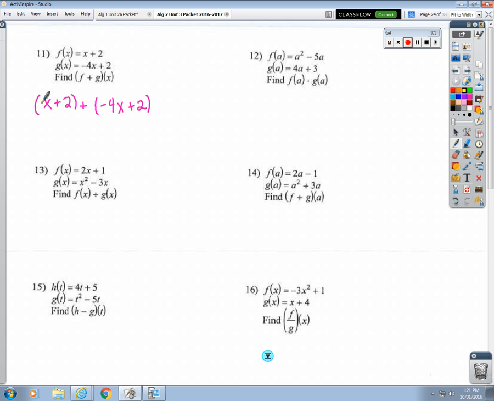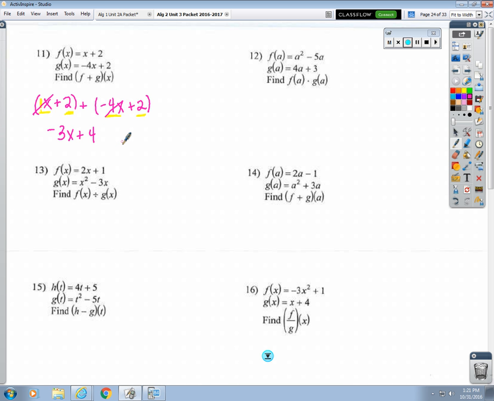Right here I have a 1x. What can it be combined with? Okay, and when you add those, you get a negative 3x. So I'm done with those. I also have a 2, which is a constant, and another 2, which is a constant. When you add those, you get a 4. And that's your final answer.